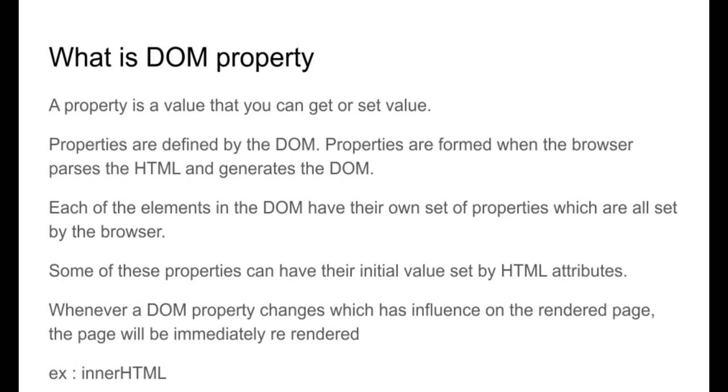These properties are defined by the DOM when the browser parses the HTML and generates the DOM. Each of these elements in the DOM has its own set of properties, which are also set by the browser. So we need to check the browser compatibility section of each property in the MDN docs before using them for wide usage. Some of these properties can have their initial value set by HTML attributes.